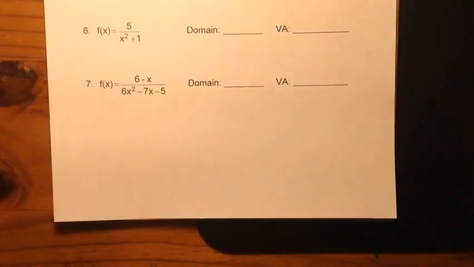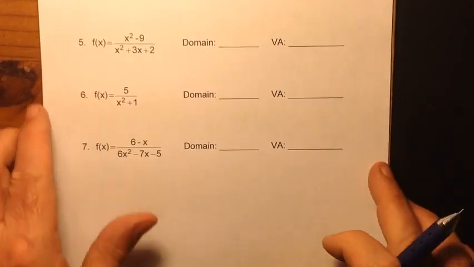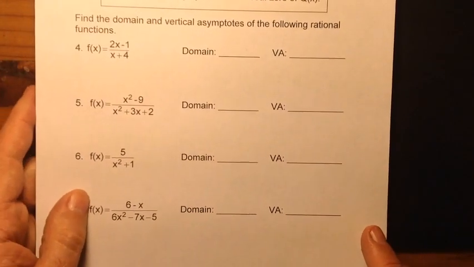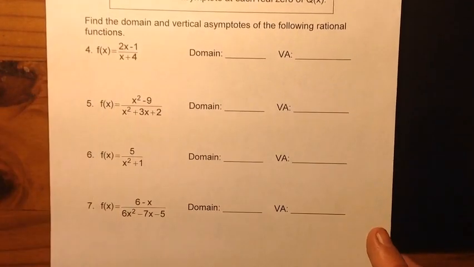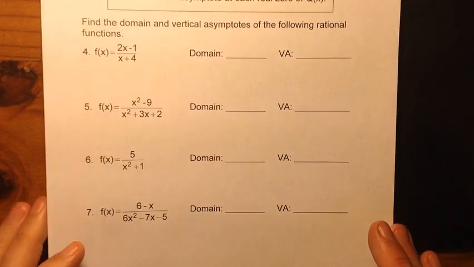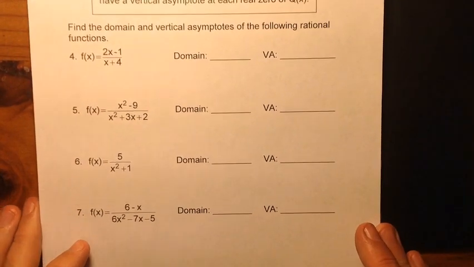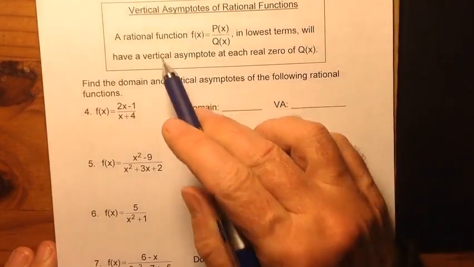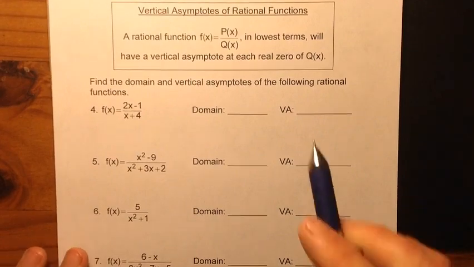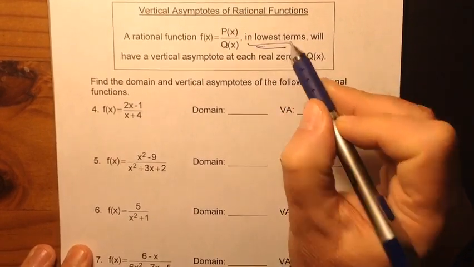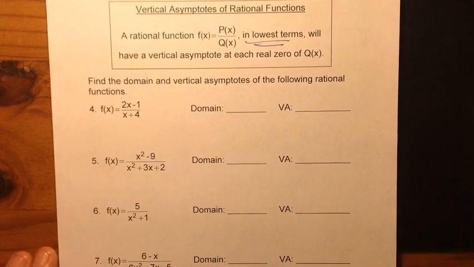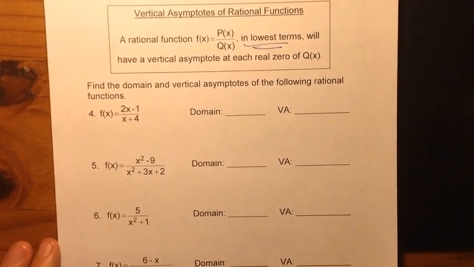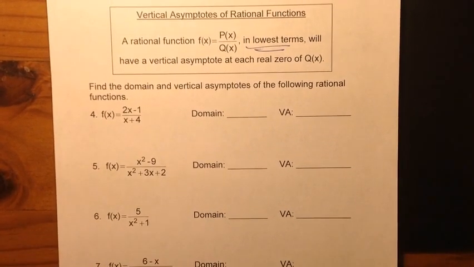All right, moving on. So, vertical asymptotes of rational functions. A rational function f of x equals p of x over q of x in lowest terms will have a vertical asymptote at each real zero of q of x. So anything that makes the denominator 0 will cause us to have a vertical asymptote. Notice it does say in lowest terms here. So if you're able to factor something out, we're going to do that.